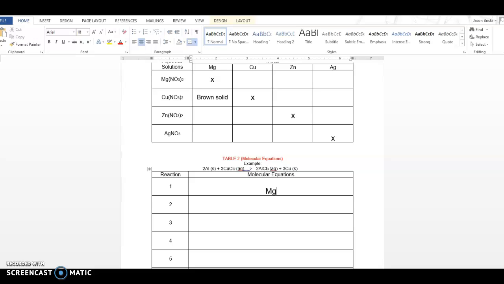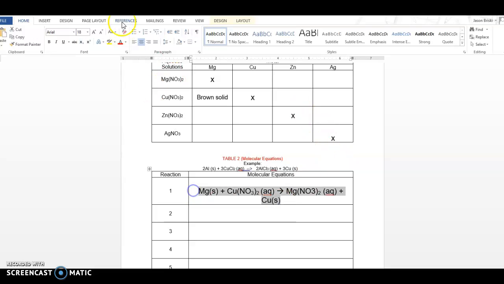So Mg, it's a solid, reacts with copper nitrate to make, now this is a single replacement reaction, so I'm going to go ahead and fix the subscripts because of Word. All right, there's a single replacement reaction, so the Mg is going to switch places with the copper. This part's aqueous, so this is going to make magnesium nitrate, which is aqueous, and copper, which is a solid.